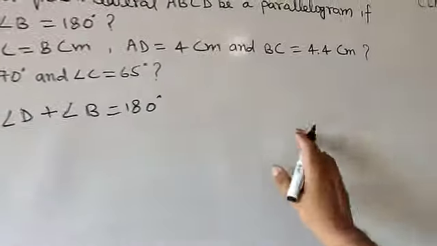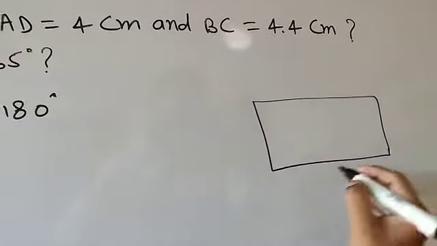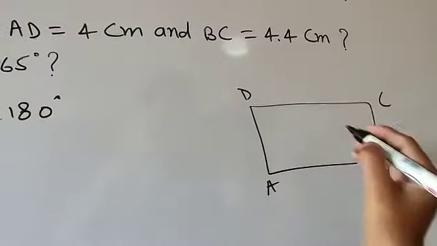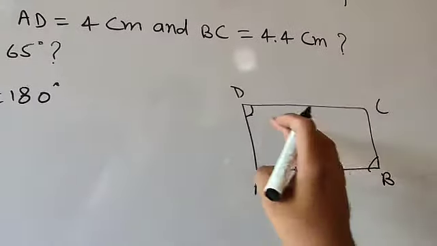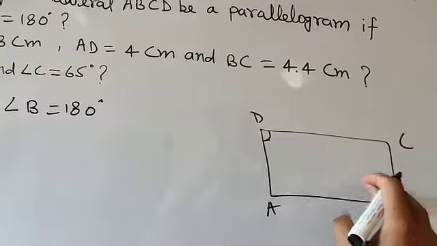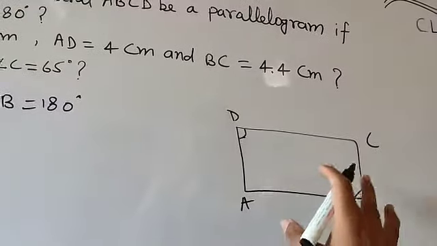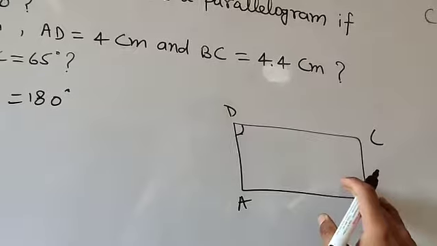So students, if I draw a quadrilateral like this, suppose that it is A, B, C, D. It is given that angle B plus angle D is 180 degrees. So if angle B plus angle D equals 180 degrees, it is not necessary that it will be a parallelogram. What is the reason? The reason is the definition of the parallelogram. In a parallelogram, opposite angles are equal.